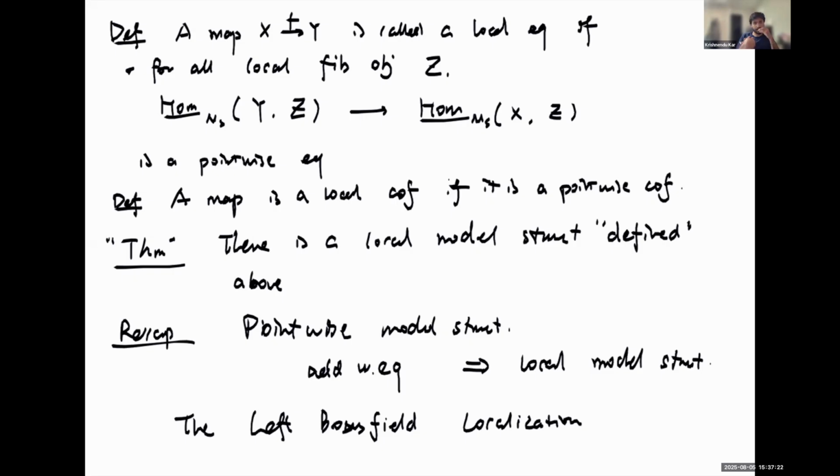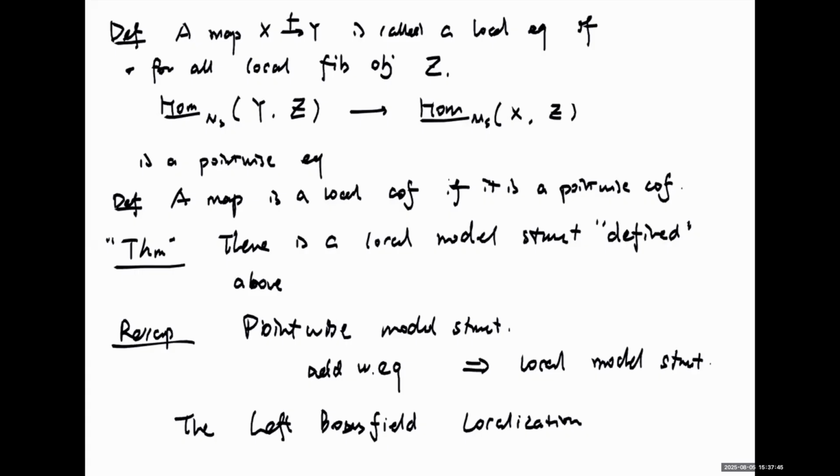And in another way, we say that the model structure studies the homotopy theory on the fibrant objects in your category. Does it make sense? Somewhat, yeah. This is my first time trying to see localization this way.